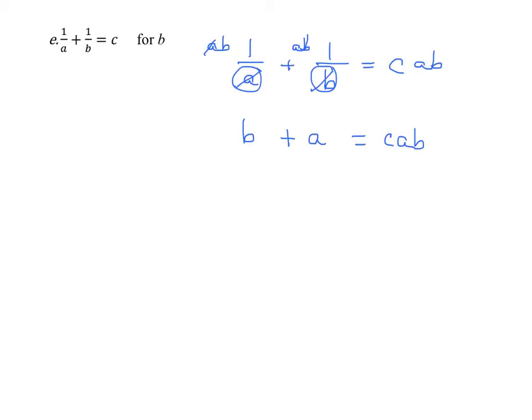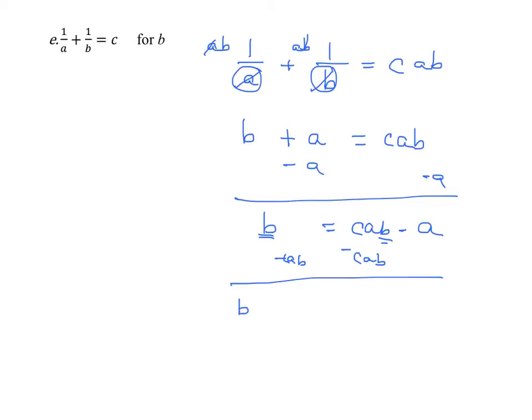What are we solving for? B. So I'm going to take the A over to the other side, and I say B is equal to cAB minus A, and I say I'm done. No, I'm not, because I have a B on the left-hand side and a B on the right-hand side, and I just need a single B. So this one's a little bit more challenging, you guys, but you can do it. I'm going to get cAB over to the other side, and I get B minus cAB is equal to negative A.